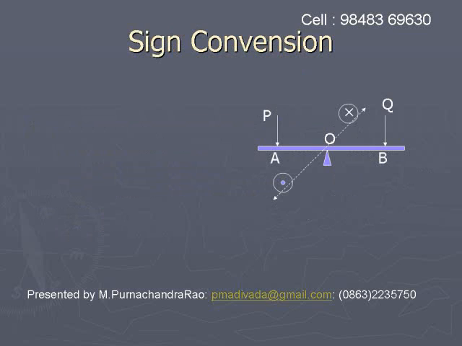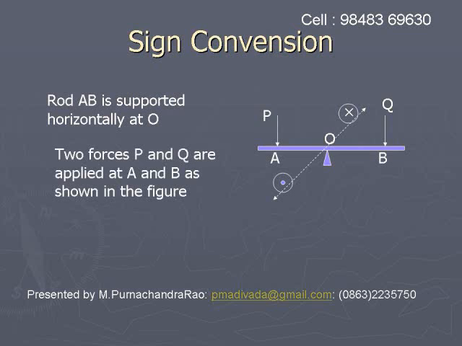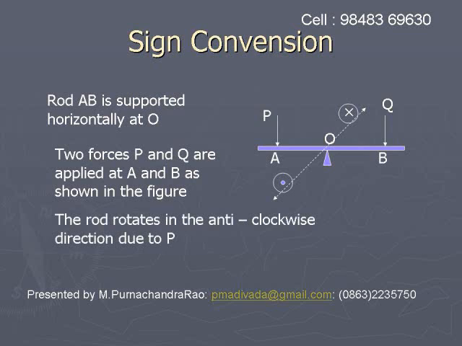Sign convention. To understand this sign convention, let us take the figure. Imagine it to be a rod and at O it is supported on a wedge. And two forces P and Q are applied at A and B on this rod. Then, due to P, the rod rotates in the anti-clockwise direction. Due to Q, it rotates in the clockwise direction.